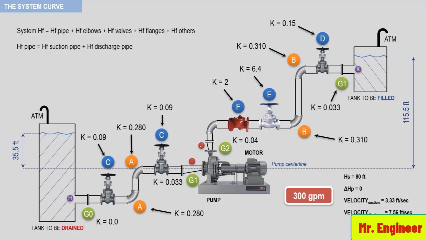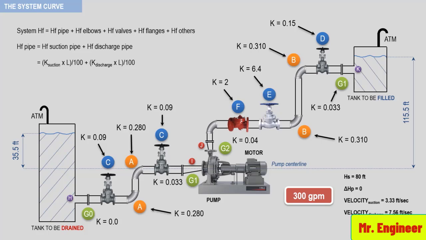The friction head in the pipes is equal to the friction head in the suction piping plus the friction head in the discharge piping. To calculate the friction head in a pipe, we will use the formula we have seen in the previous section. So it is basically the K value times the L, which is the actual length of the pipe, divided by 100, and we apply that for both the suction and discharge.